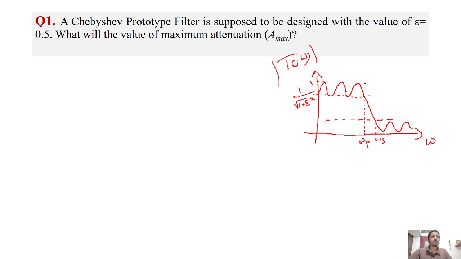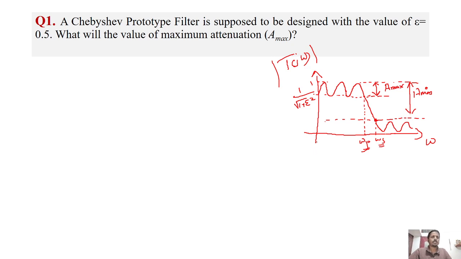So what is A max? A max is the maximum attenuation attained at the frequency omega p, that is, the maximum attenuation in the passband. And there is one more parameter, similar to the Butterworth filter that we discussed last week. This is A min, the minimum attenuation in the stop band, seen at the frequency omega s.